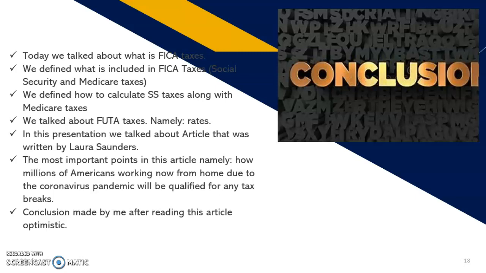Here is the conclusion. Today we talked about the FICA taxes. We defined what is included in FICA taxes: Social Security and Medicare taxes. We defined how to calculate Social Security taxes along with the Medicare taxes. We also talked about FUTA taxes, namely rates. In this presentation, we even talked about an article written by Laura Sanders. The most important points in this article, namely how millions of Americans working from home due to the coronavirus pandemic will be qualifying for any tax breaks.